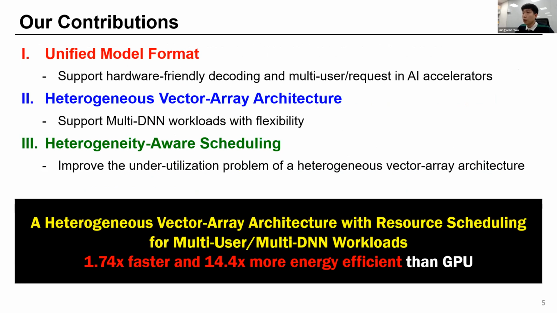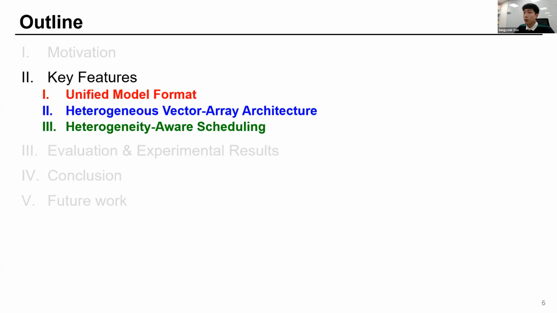To solve this limitation, we propose 3 key features. First feature is the unified model format that supports hardware-friendly decoding and multi-user, multi-request in AI accelerators. Second feature is a heterogeneous vector array architecture that supports multi-DNN workloads with flexibility. Last feature is heterogeneity-aware scheduling, which improves the underutilization problem with a heterogeneous vector array architecture. With these features, our work, heterogeneous vector array architecture, achieved 1.74 times faster and 14.4 times more energy efficient than a comparable GPU. Now, let's move on to the 3 key features of this work.